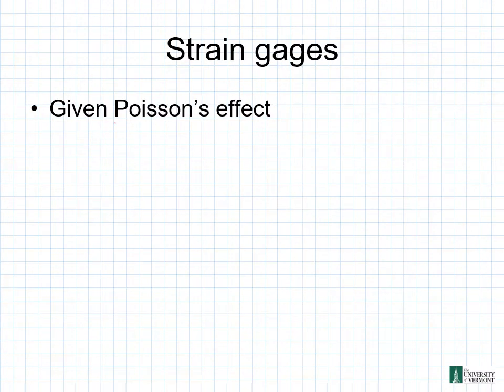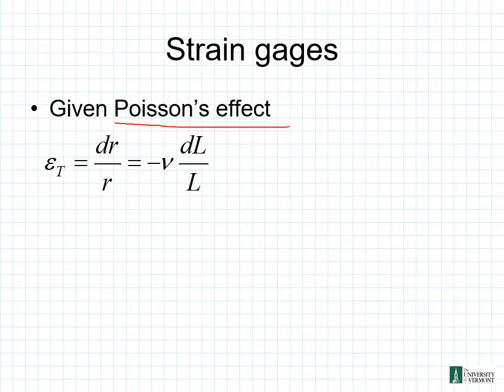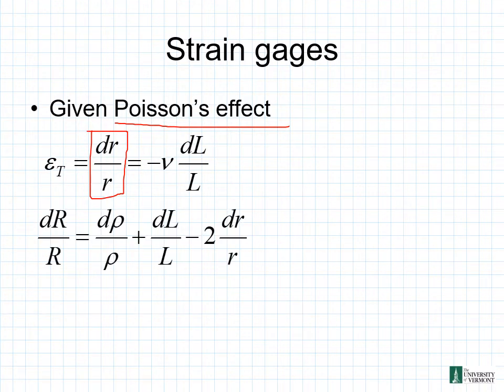So we mentioned that we want to take a look at Poisson's effect. So we'll take a look at our governing equation here. Epsilon sub t is equal to dR over R is equal to negative v times dL over L. Now we notice that this dR over R appeared in the equation from our previous slide for change in resistance with change in length. So dR over R is equal to d rho over rho plus dL over L plus 2 times dr over r. So now we can sub in this relationship here into our dr over r and this.